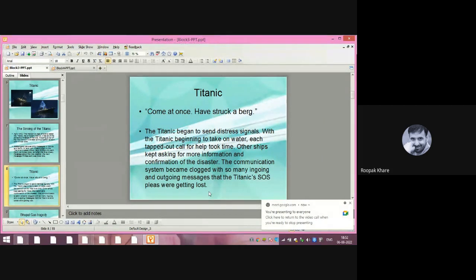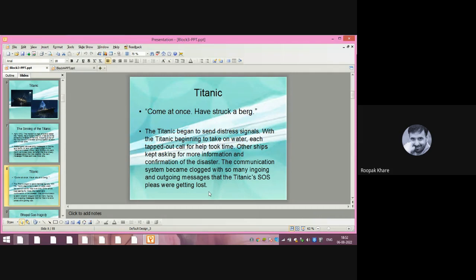So when these distress messages were being sent, there were other ships around who could receive these messages. But then see, Titanic, since it was declared that it is never going to sink, it is such a high tech ship, people thought, was it really a fact? So there were messages being sent from the other ships to Titanic.